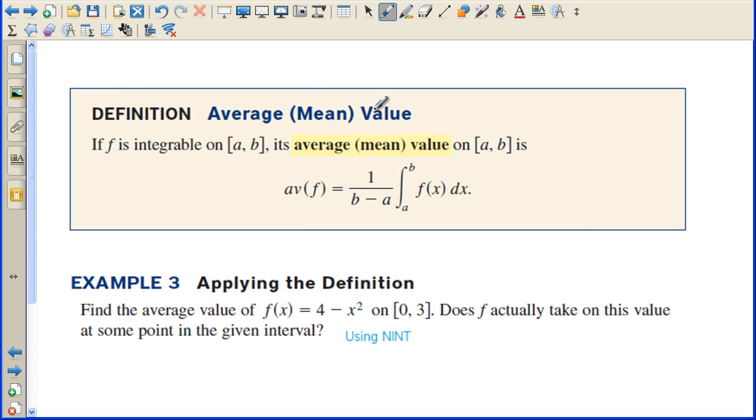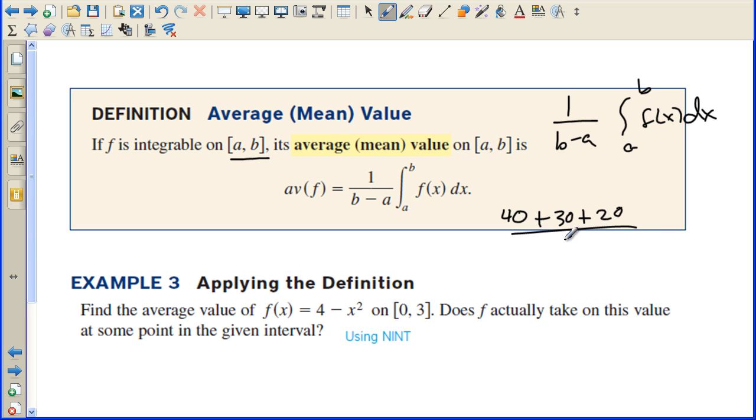For the average value of a function, it says if f is integrable from a to b, its average value on a to b is 1 over b minus a times the integral from a to b of f of x dx. Now, the reason we have this is, well, we can find the average of, let's say, 3 test scores. Someone scores a 40 out of, let's say, 50, someone scores a 30, and someone scores a 20. That would be 90, that kind of worked out nice. 90 divided by 3, the average would actually be a 30.